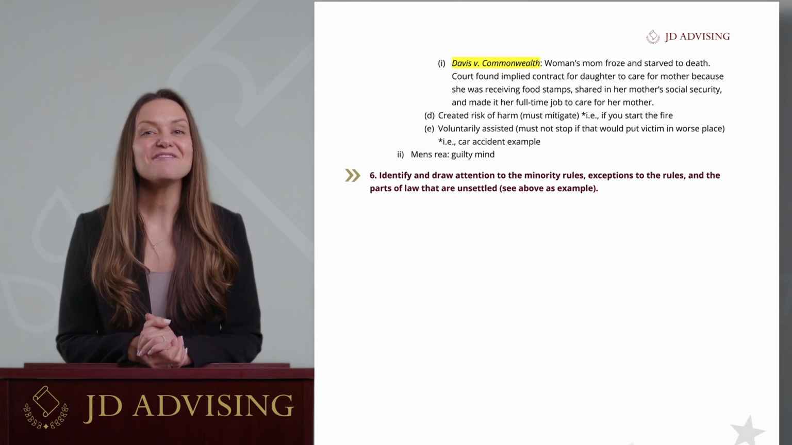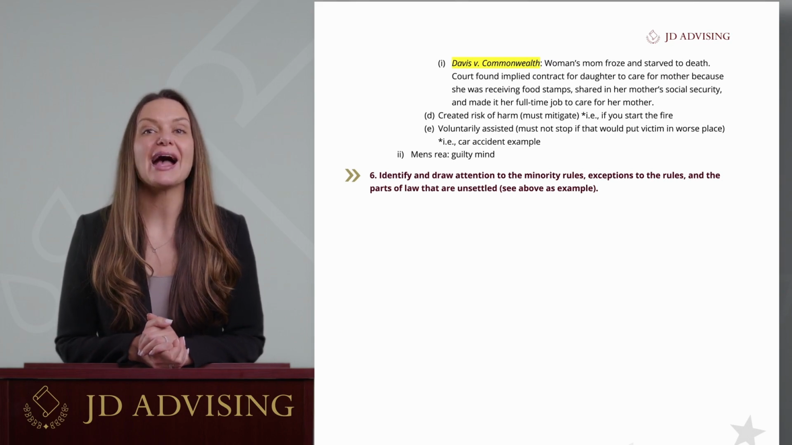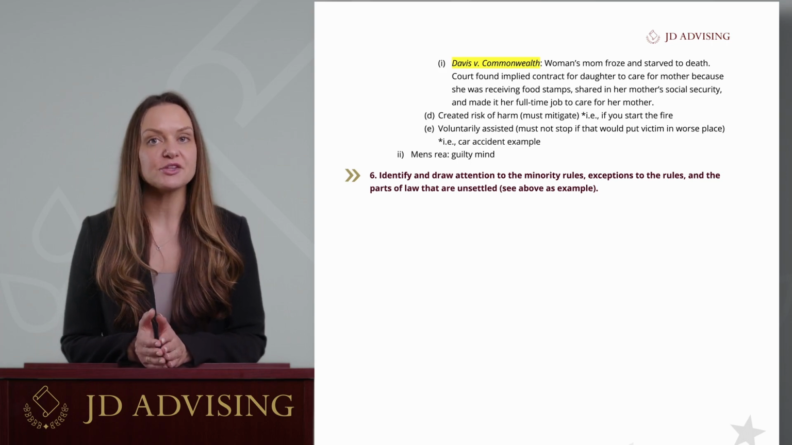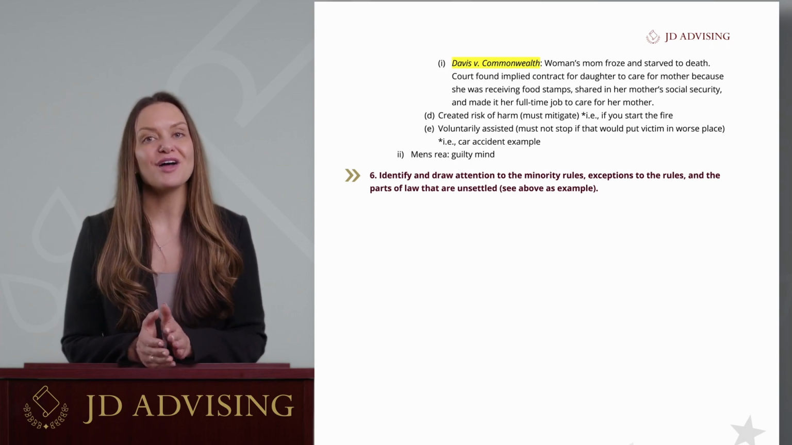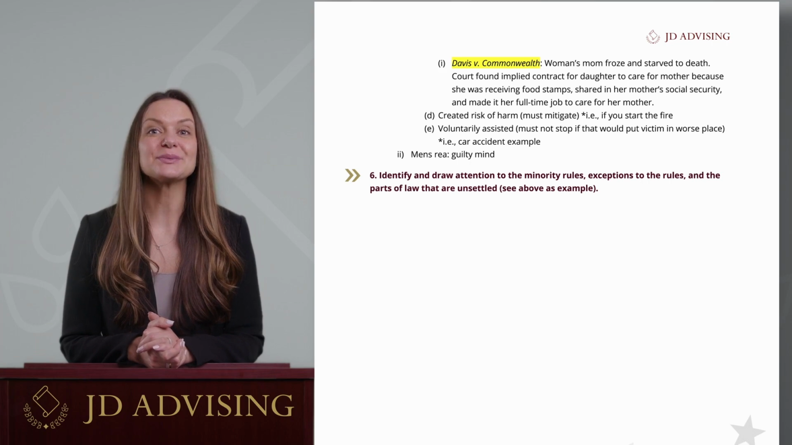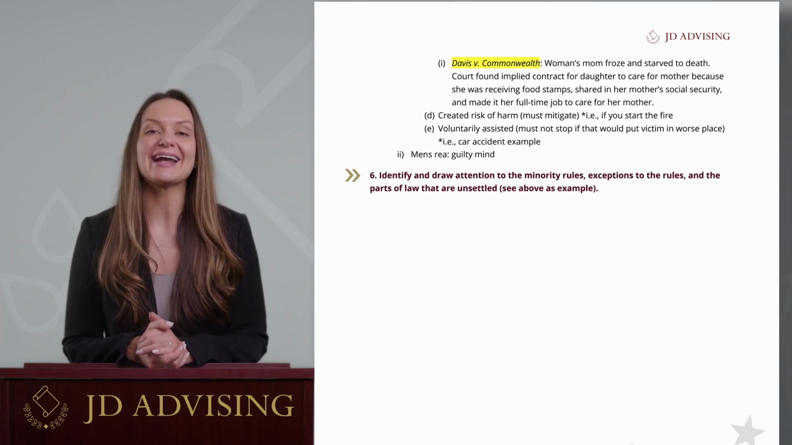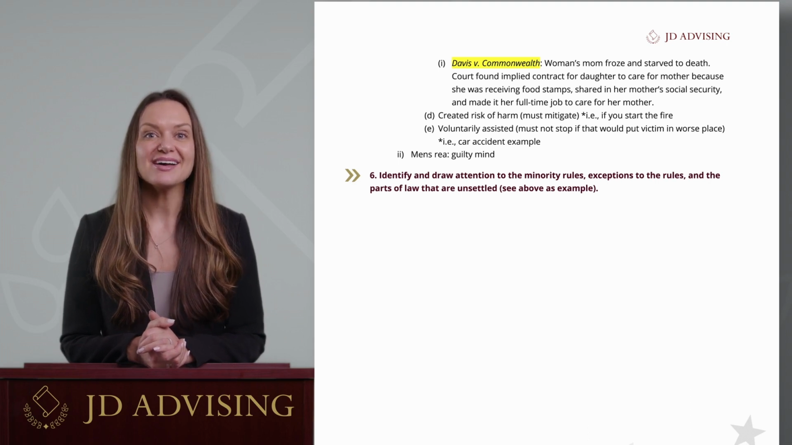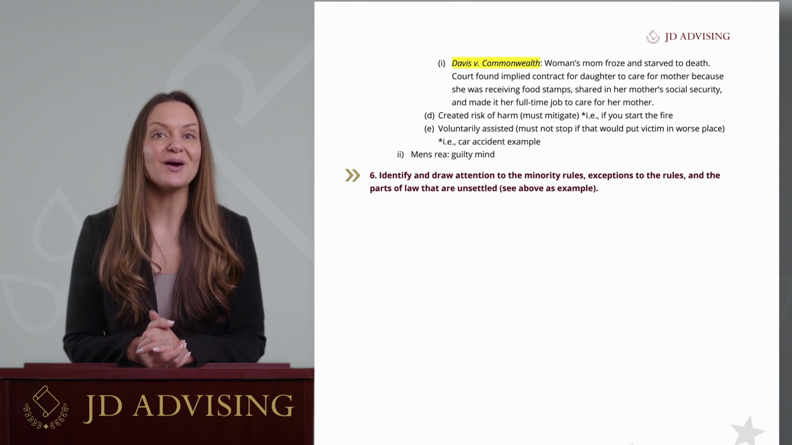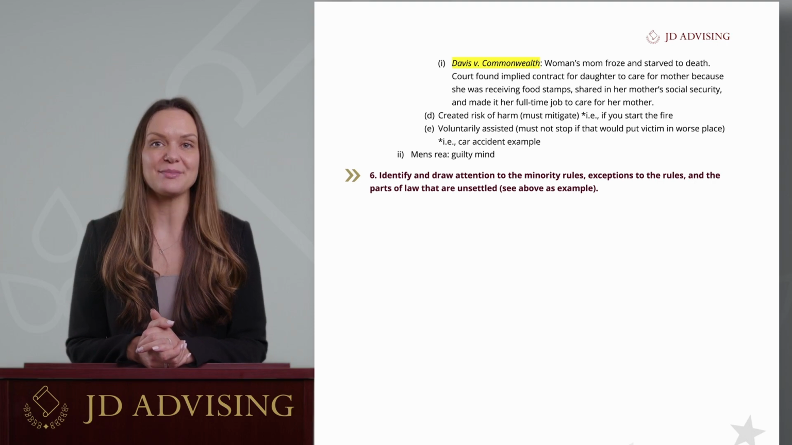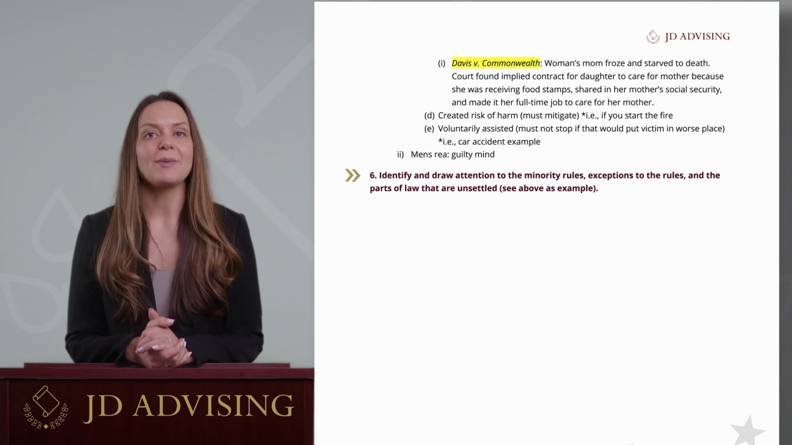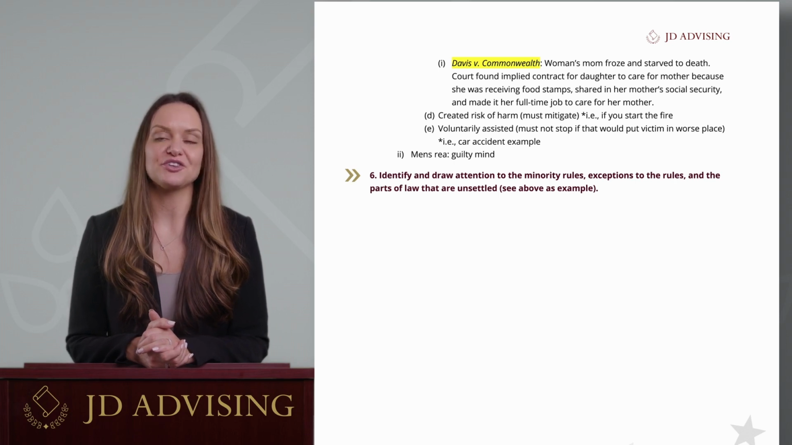The sixth and final step in outlining is to identify and draw attention to the minority rules, exceptions to the rules, and parts of the law that are unsettled. This is really important because these types of issues make great issues on a final exam. Thus, we want to make sure they are in our outline so we are studying them in preparation for our final. We suggest that you draw positive attention to this information in your outline.